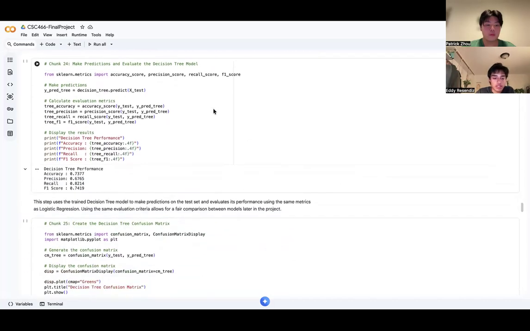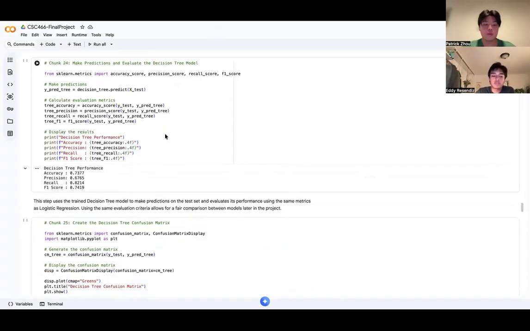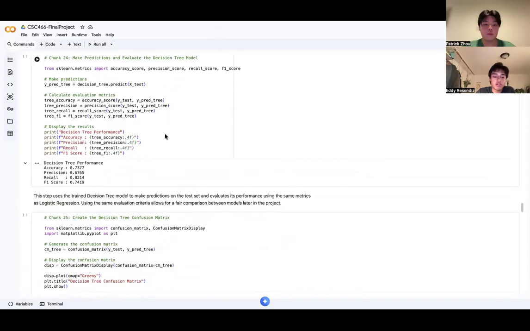The next chunk is a continuation of our decision tree. This chunk of code uses the trained decision tree model to predict whether each patient in the test set has heart disease. It calculates the same four evaluation metrics used for logistic regression, which are accuracy, precision, recall, and F1 score. It also stores the metric values so they can be compared with other models later.